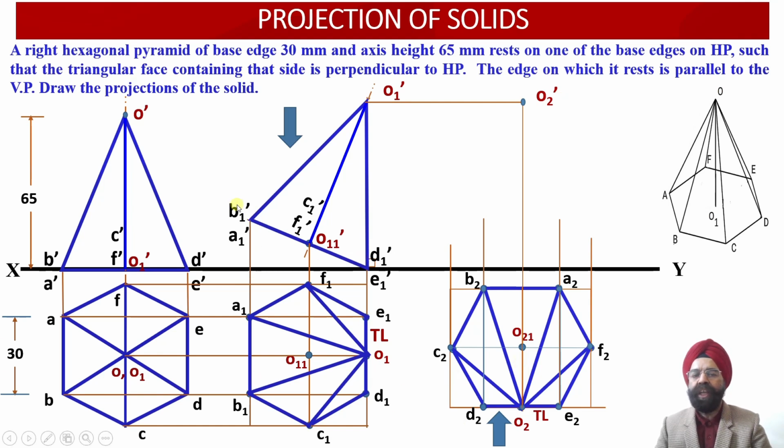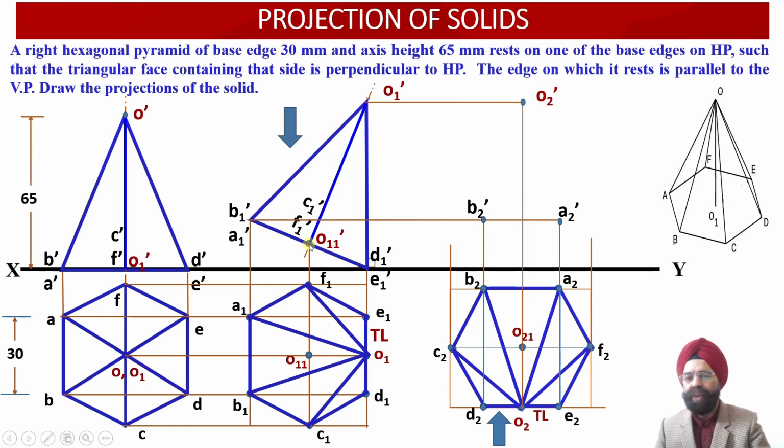Next, we have got the points B1 dash and A1 dash from the previous elevation projection view. So from B1 dash, A1 dash, we have drawn a horizontal projector line. Wherever this horizontal projector line is intersected by vertical projectors drawn through A2 and B2, we are going to obtain the points B2 dash and A2 dash in the elevation projection view. So now we have got 3 points over here, C1 dash, F1 dash and O11 dash.